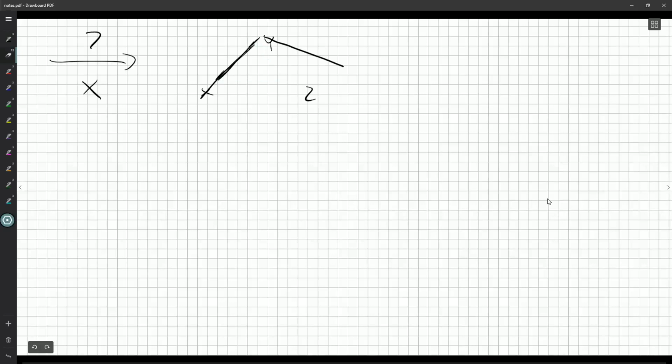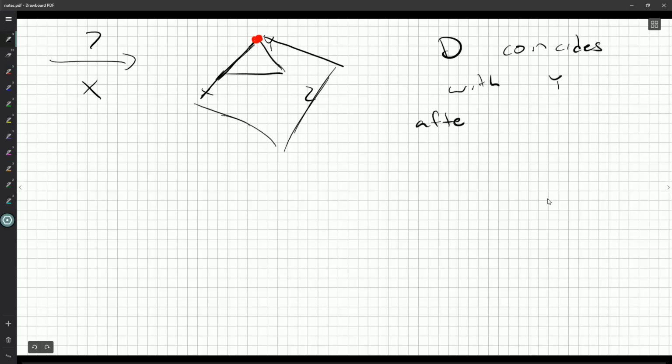It's not a very equilateral triangle. Let's fix that a little bit. I think a picture is just fine. D coincides with Y after 7 steps. Okay. So that looks good.